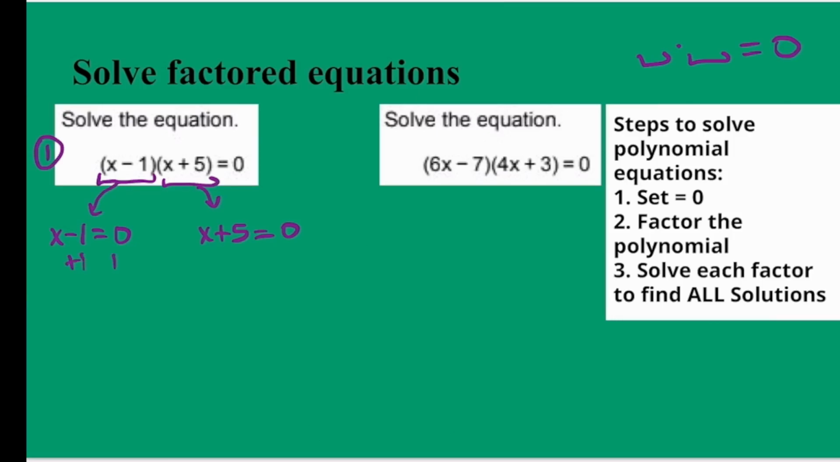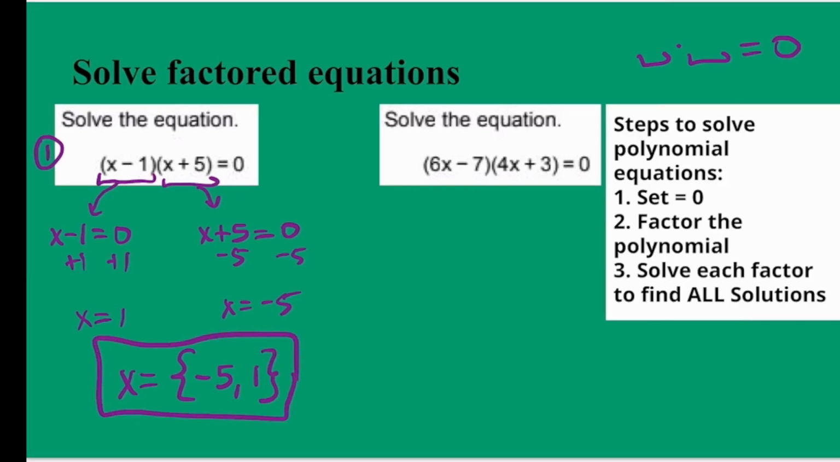So we would add 1, and then we would subtract 5. What you end up with in this case are two different x values. So your solution, when you're making a list, we use this bracket. Your solution would be -5 and +1. There are two x values that can solve this equation. And if you look at the equation, there are two x values in there.